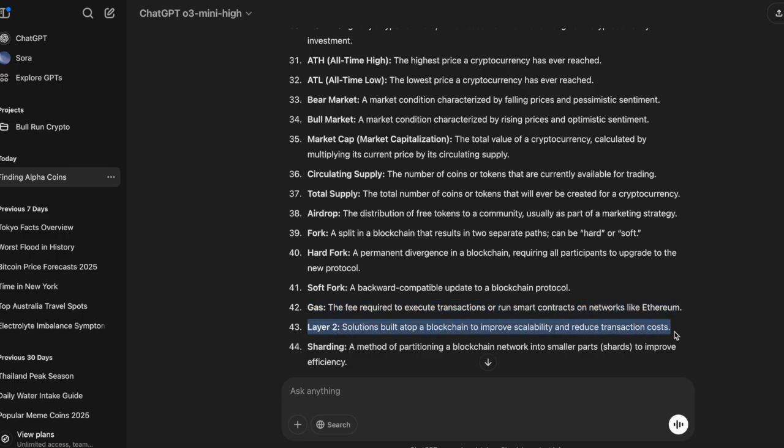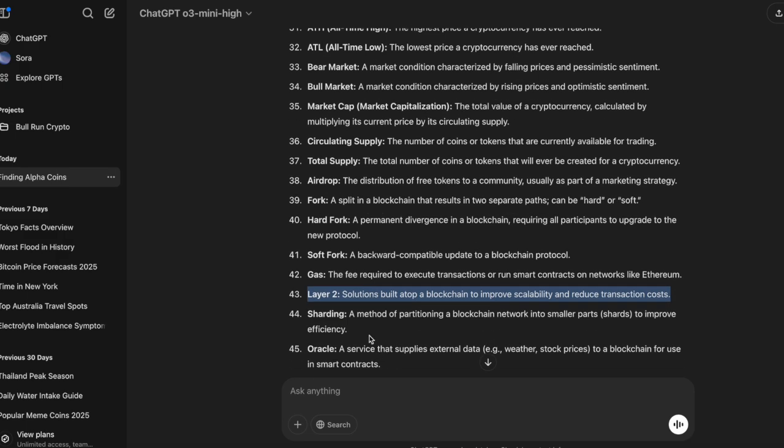Layer 2, solutions built atop a blockchain to improve scalability and reduce transaction cost. That's layer 2. So we're seeing that with Lightning Network on Bitcoin. We're seeing that with Ethereum. We're seeing that with Cardano. Every blockchain seems to be rolling out a layer 2, which is just basically an upgrade.